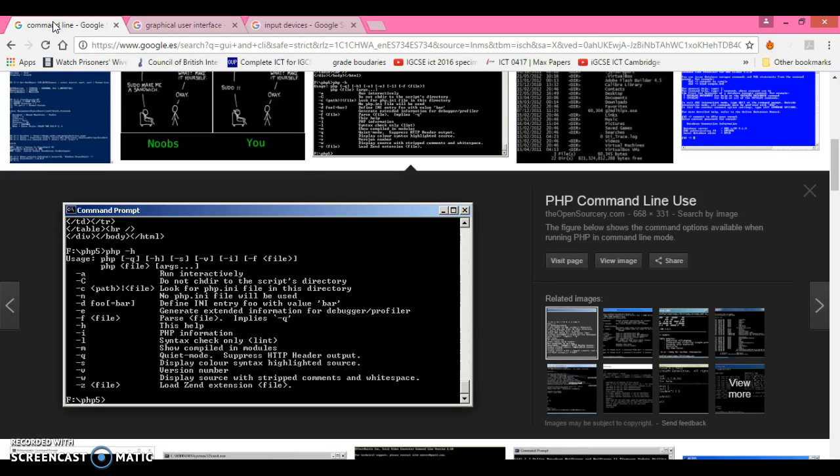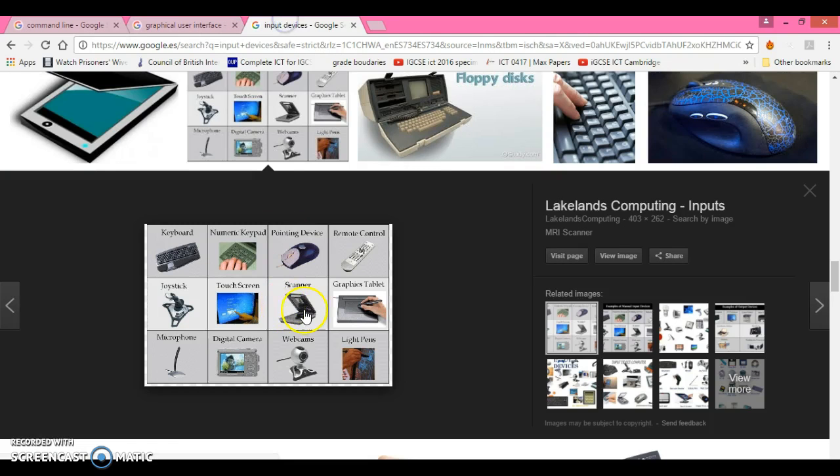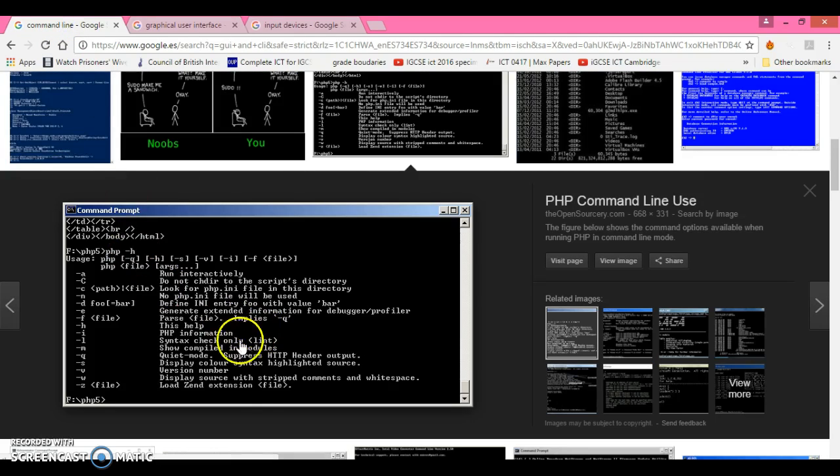I can only think of one input device, and that is a keyboard. I very much doubt you would use a scanner. I can't see the point of a graphics tablet for that, but maybe a keypad, so your keyboard and keypad, to type in numbers. If we look at our command line, are there numbers in there? Yes, so you may use a keypad.